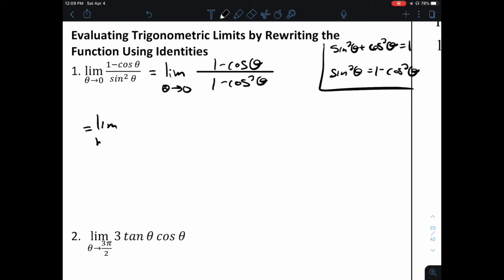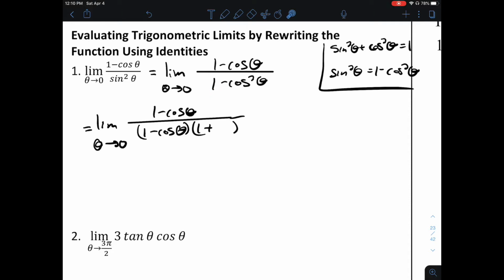So this is going to equal the limit as theta approaches 0. The numerator, there's not much we can do with. This denominator, this is the difference of 2 squares. One's a perfect square, cosine's a perfect square. When you factor the difference of 2 squares, it's 2 binomials. You take the square root of each term and you make one.